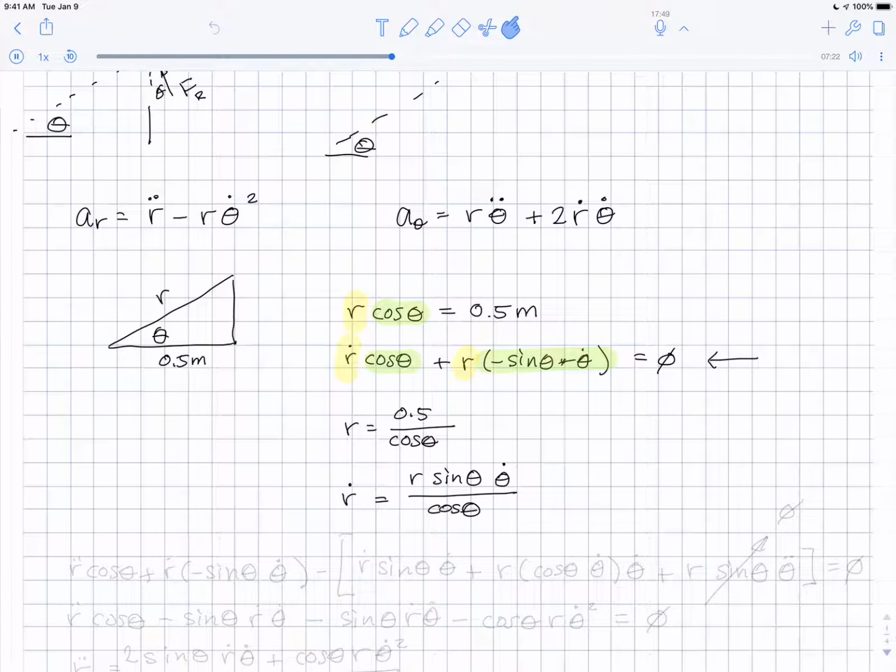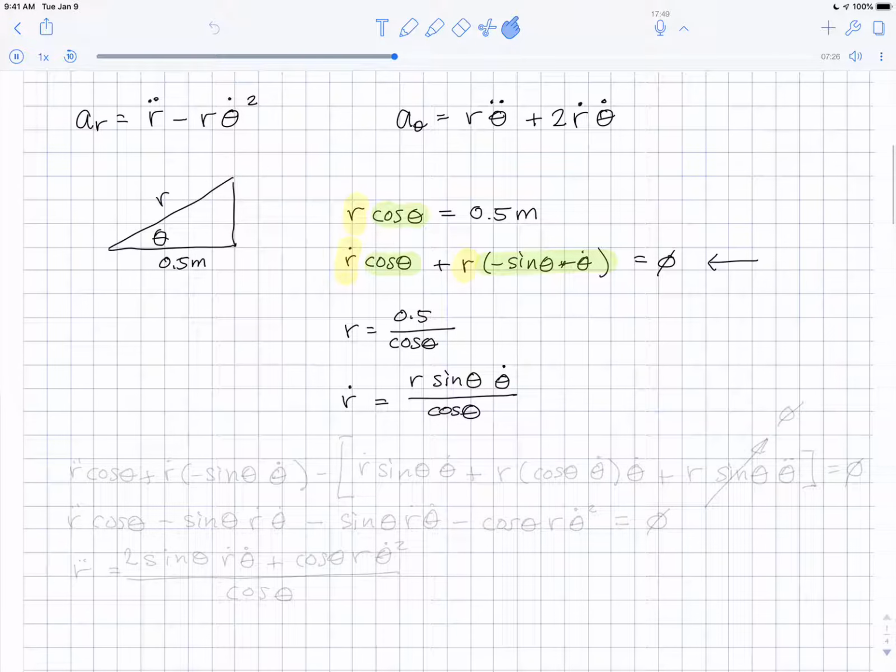So we've done this before using the product rule and the chain rule and all that. I'm not going to explain, I'm just going to do it. You can look at previous examples to follow along.